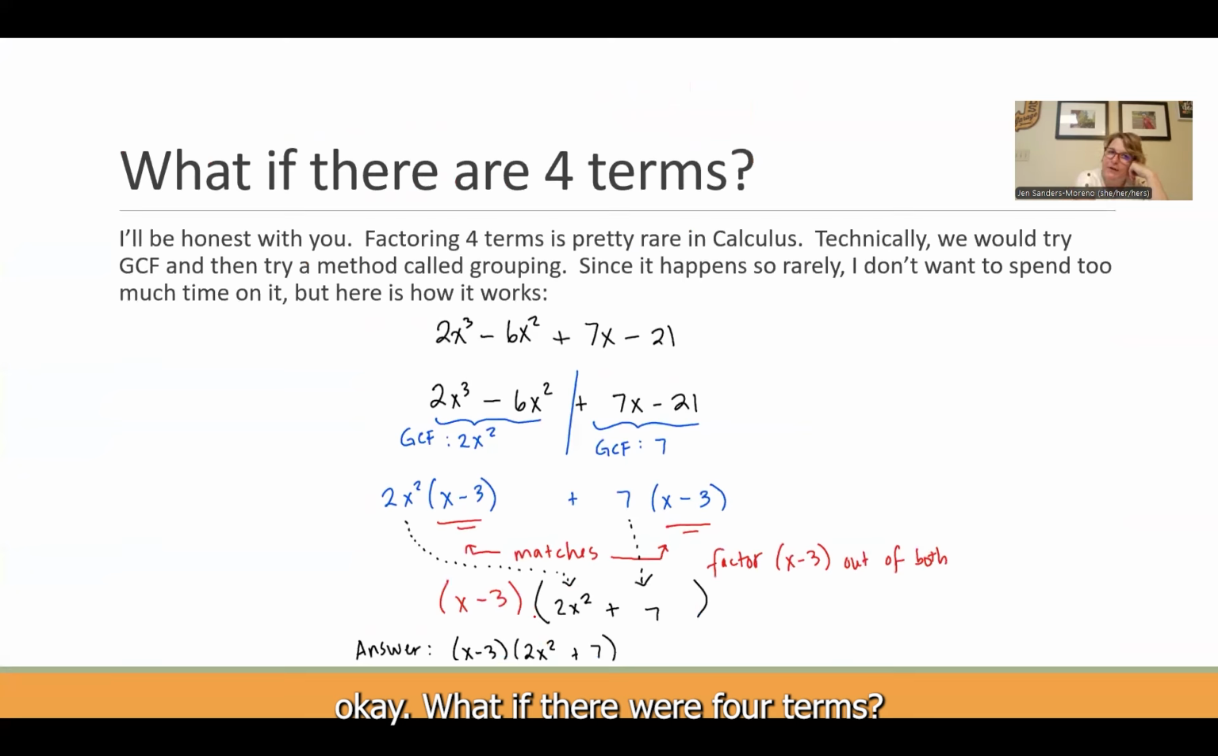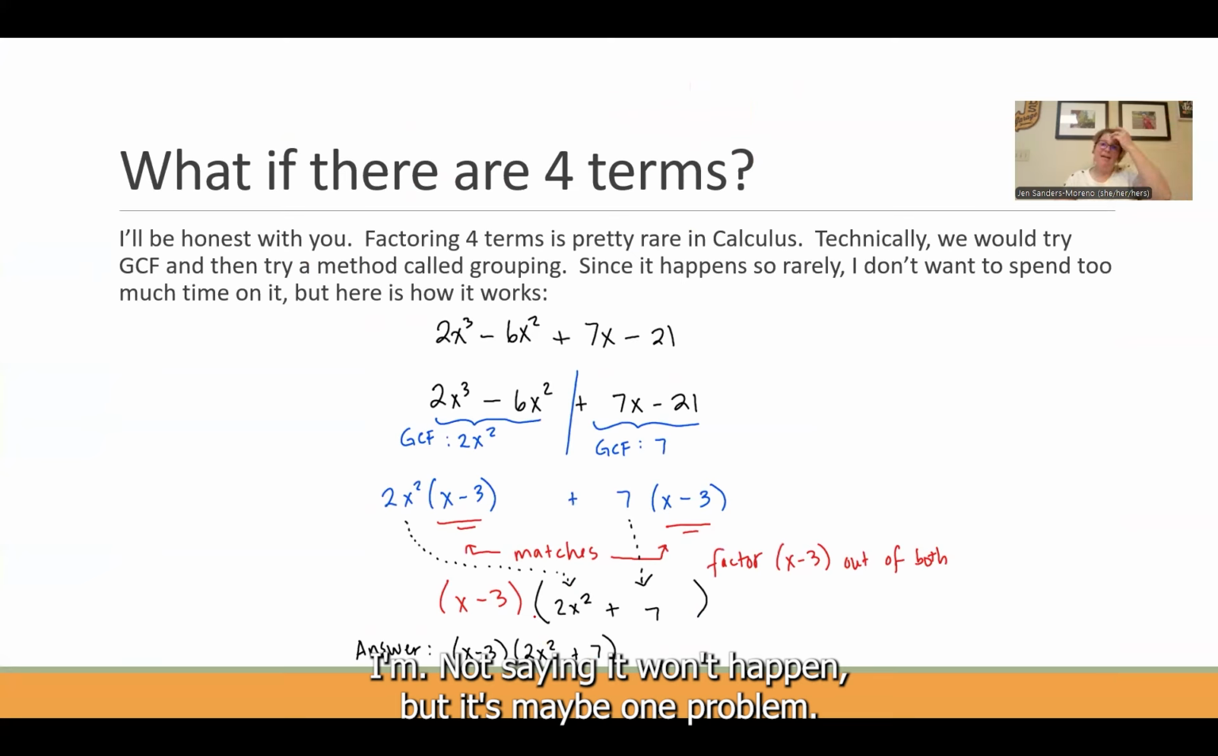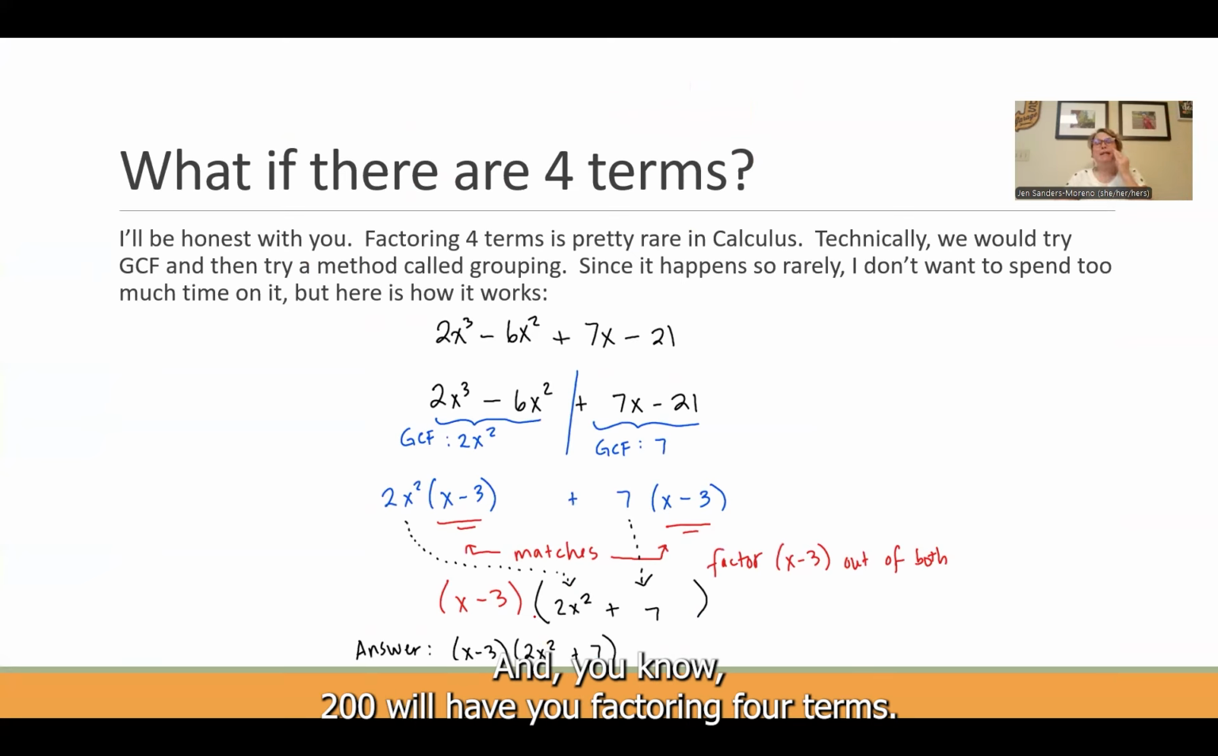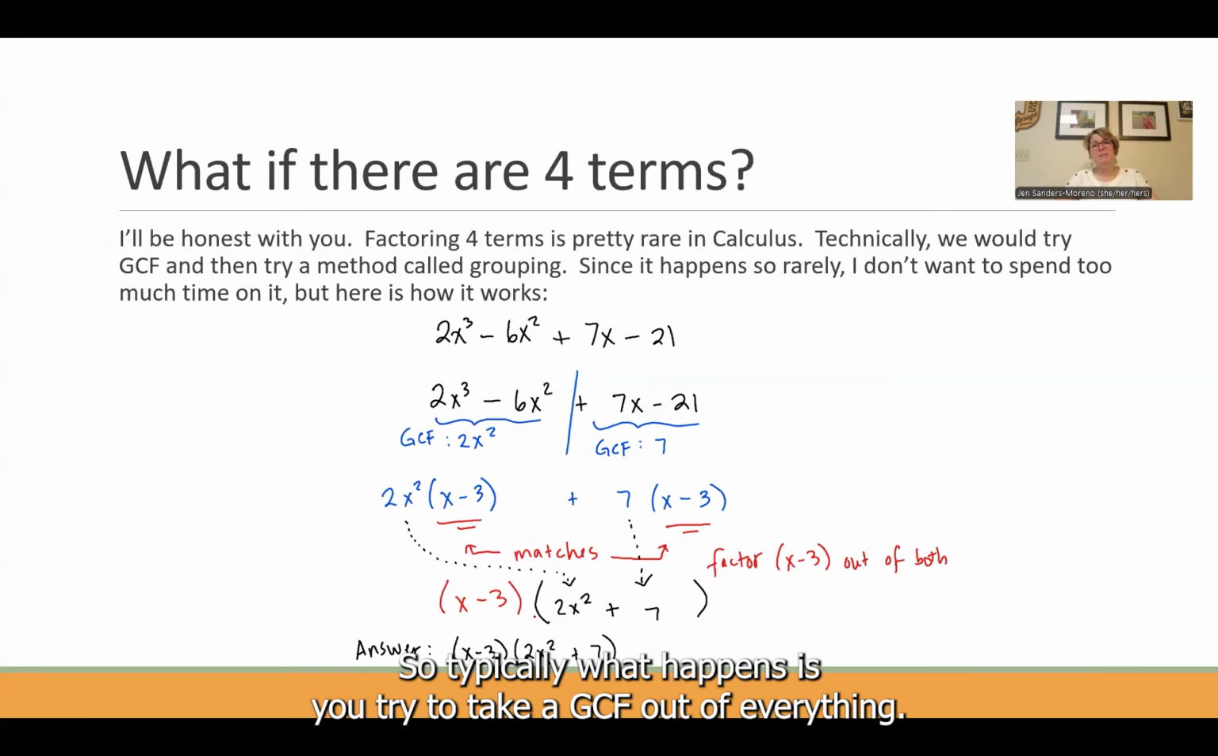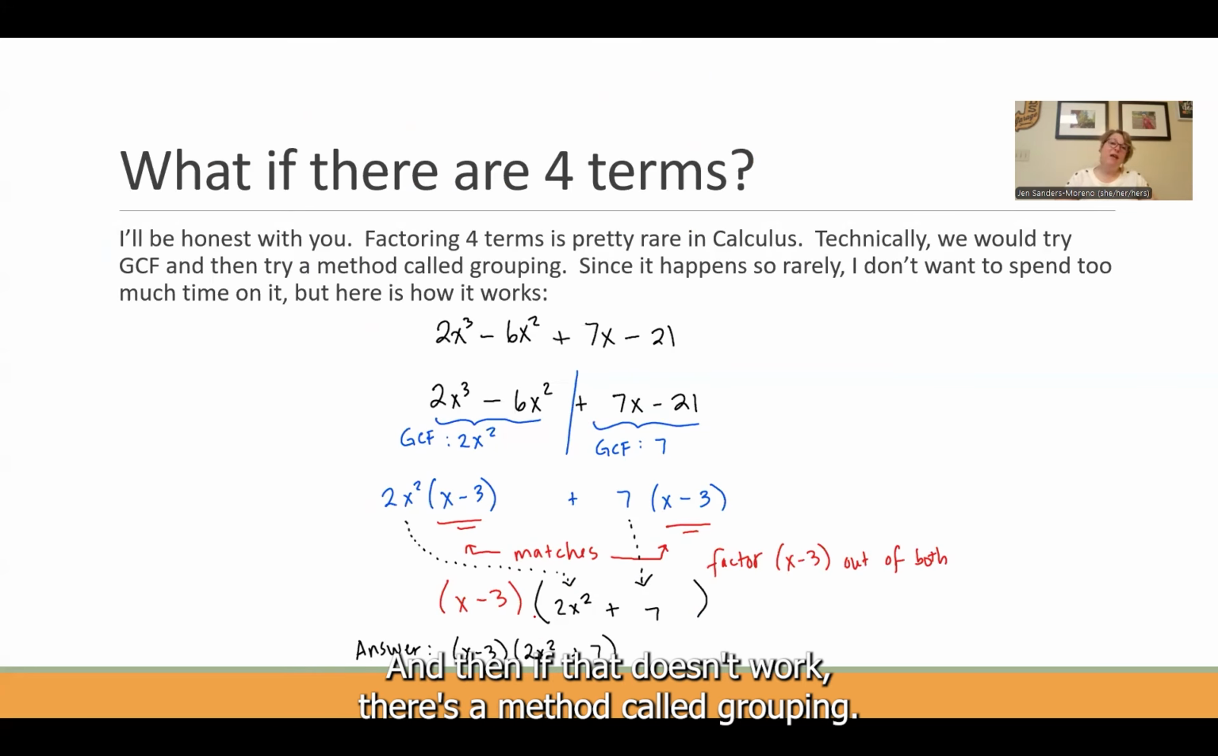Okay, what if there are four terms? Oh my God, please no. I'll be honest with you, factoring four terms is pretty rare in calculus. It doesn't happen that often. I'm not saying it won't happen, but it's maybe one problem in 200 will have you factoring four terms. So typically what happens is you try to take a GCF out of everything, and then if that doesn't work, there's a method called grouping.